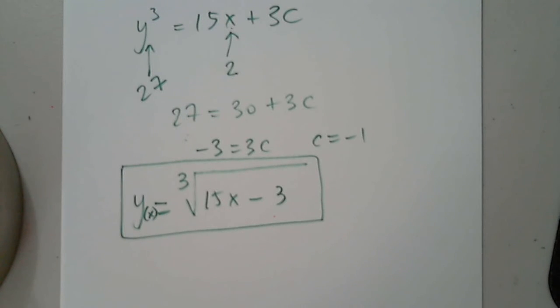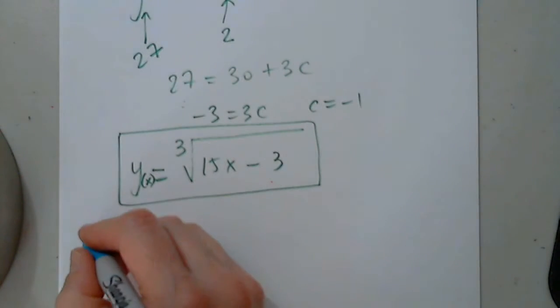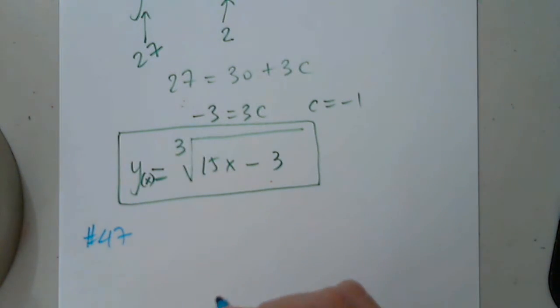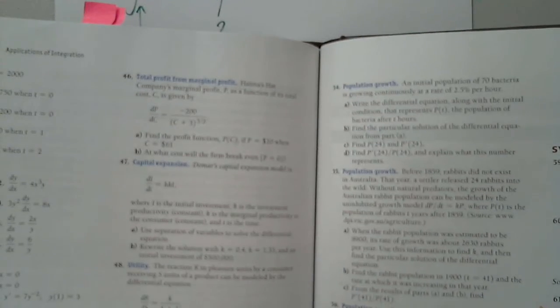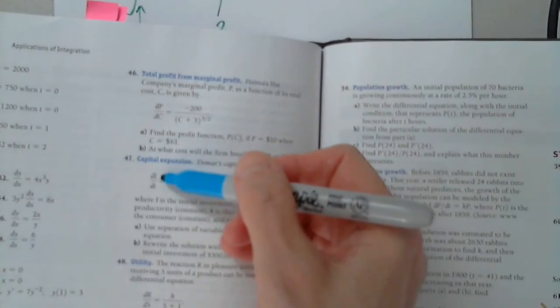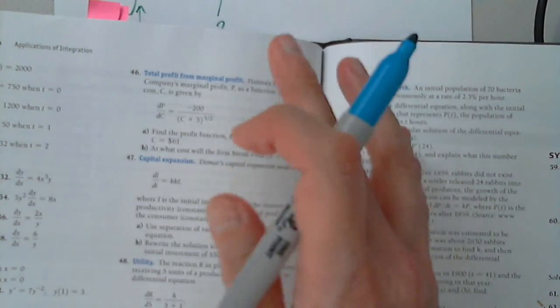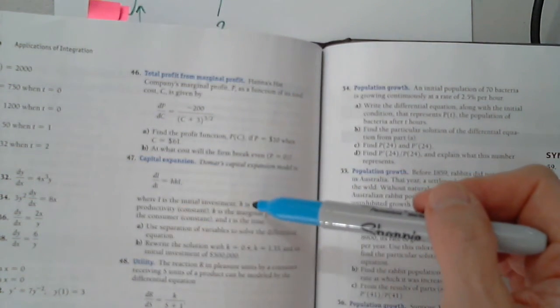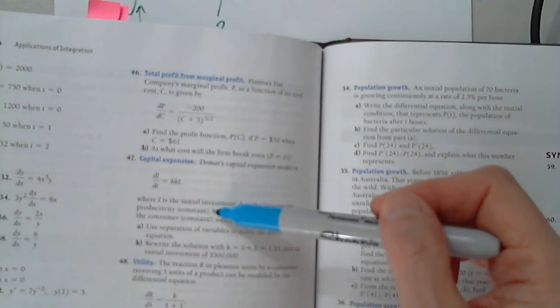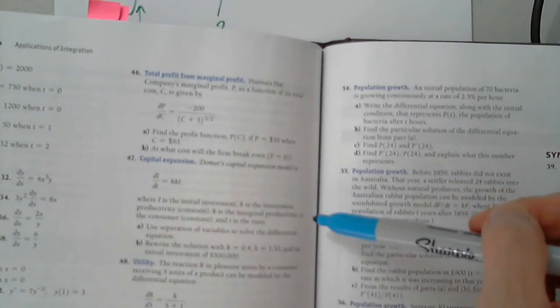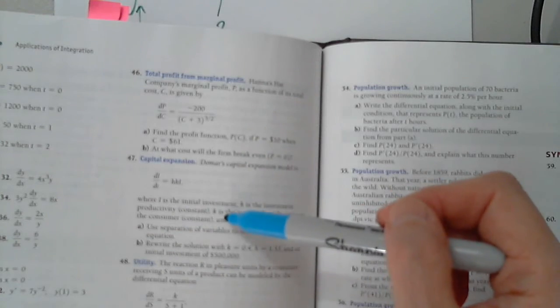The growth, what are they giving us here? Okay, so let's look at 47. I hope I have time to finish it. It's called capital expansion. So they're giving us dI over dt equals hkI. We'll see what that means. I is the initial investment, h is the investment productivity, it's a constant, k is the marginal productivity, it's also a constant, and t is the time. Okay, so let's copy that first.